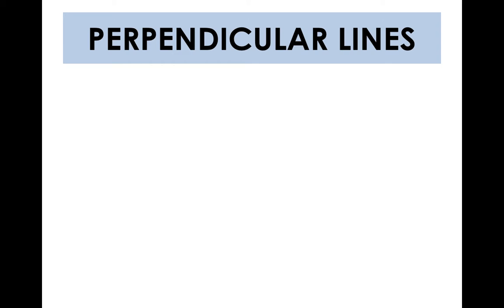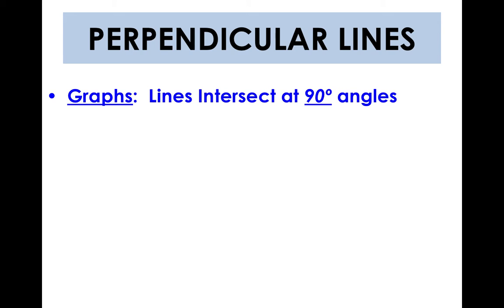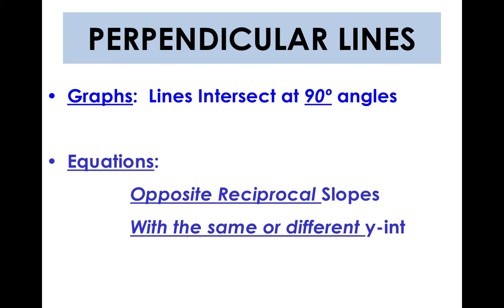Now let's think about perpendicular lines. When we're dealing with perpendicular lines, the first thing we need to remember is that perpendicular lines intersect at 90-degree angles, meaning they make right angles. When we're dealing with the equations of perpendicular lines, the slopes of those lines are opposite reciprocals of one another, with the same or different y-intercepts though.